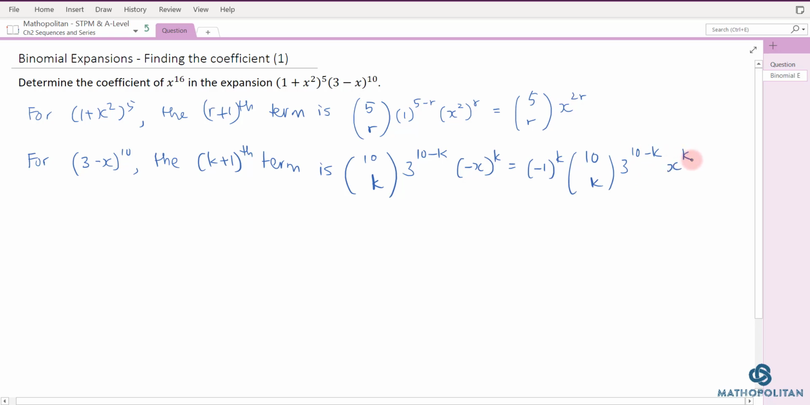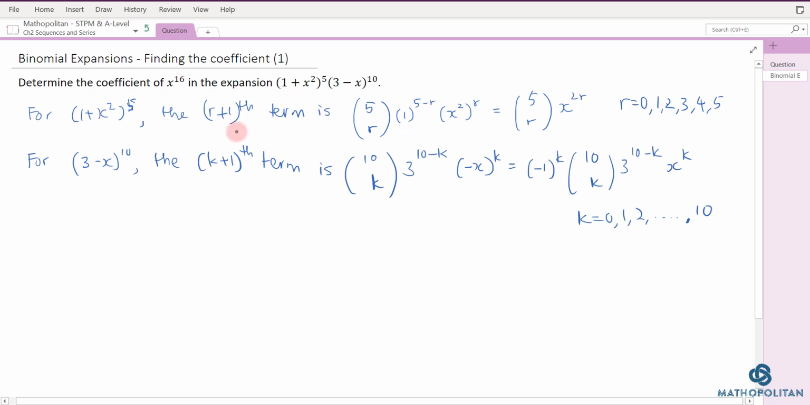Now the thing to note is that the values that can be taken on by r and k would be different. For r, the power of this expansion is 5, so there will be 6 terms. If you put r equals 5, 5 plus 1 is 6. So r can be a value from 0, 1, 2, 3, 4, and 5. Whereas for k, it goes from 0, 1, 2, all the way up to 10, based on the power of 10 here.